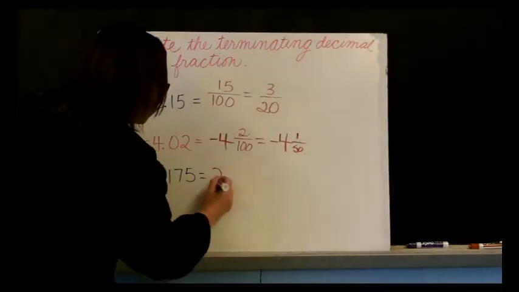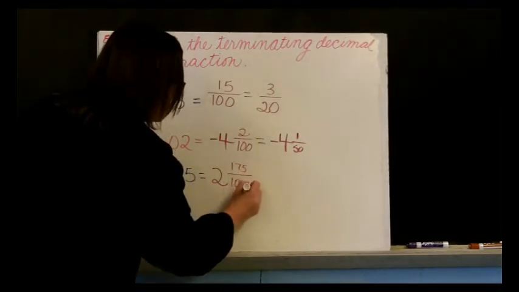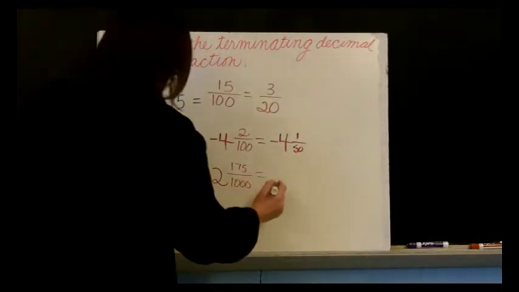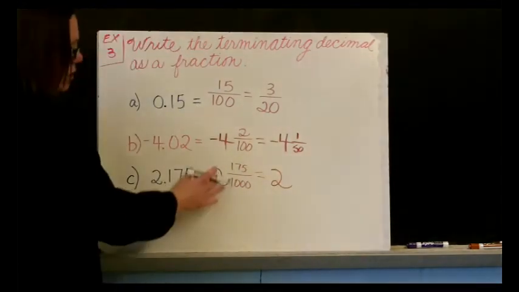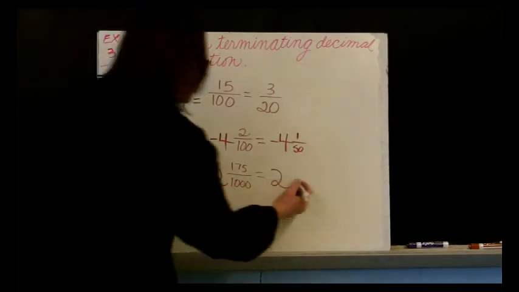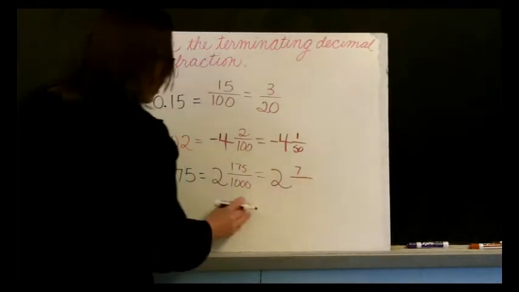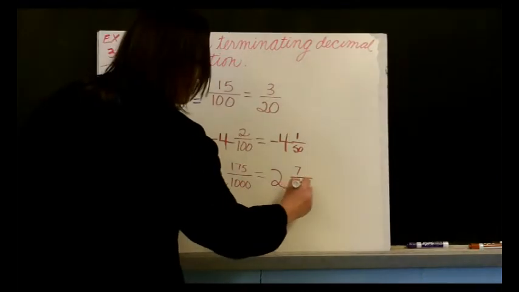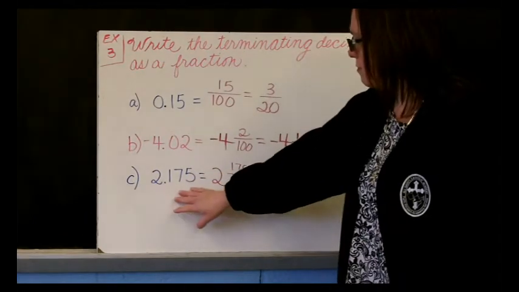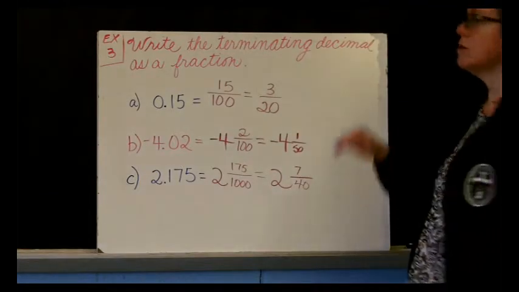And we have one more, 2.175, which is 2 and 175 thousandths. And of course, we have to simplify it. Our 2 stays the same. The greatest common factor of 175 and 1,000 is 25. 175 divided by 25 is 7. And 1,000 divided by 25 is 40. And so this is our final answer. 2.175 in a fraction is expressed as 2 and 7/40ths.